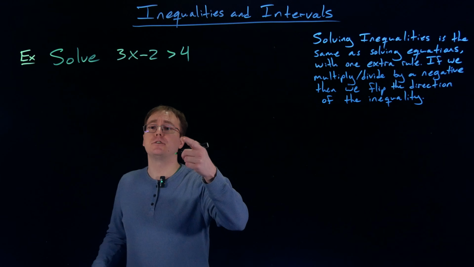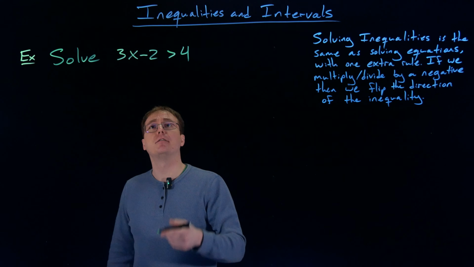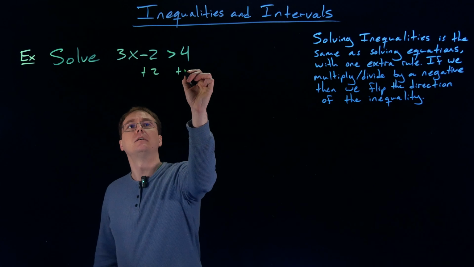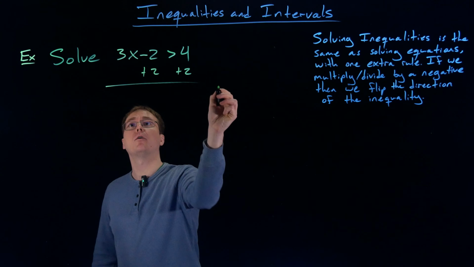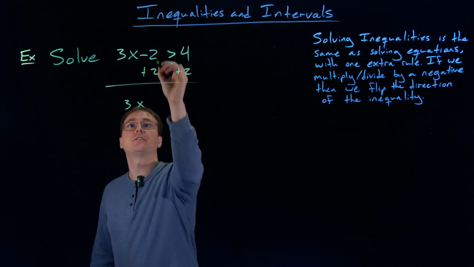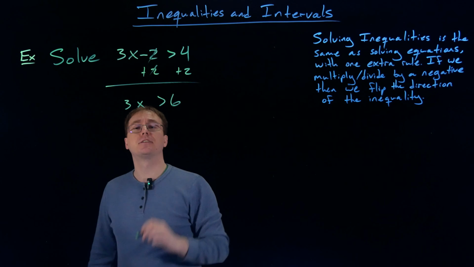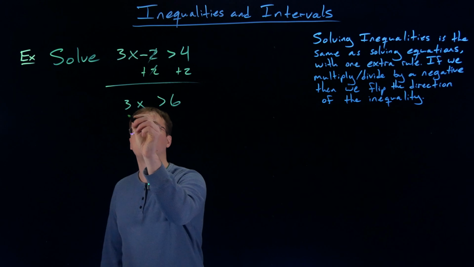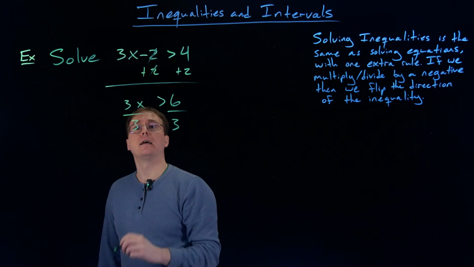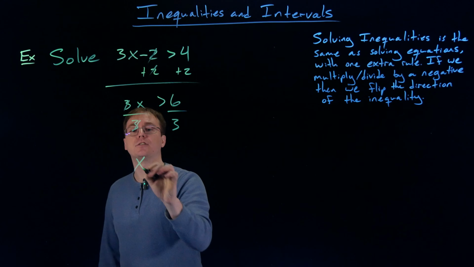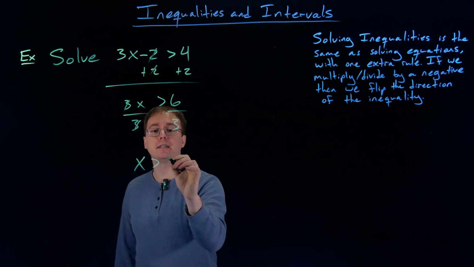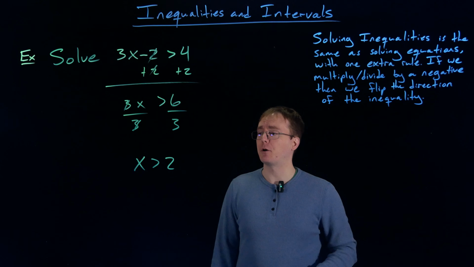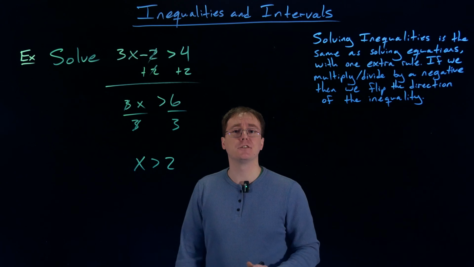And so the first thing we want to do to get x closer to being by itself is adding 2 to each side of this inequality. So if we add 2 to each side of our inequality, then we get 3x is greater than 6. And now to finish getting x by itself, we divide both sides by 3. And let's see, that gives us x is greater than 6 over 3, but that simplifies to 2. And so the solution to our original inequality occurs whenever x is greater than 2.